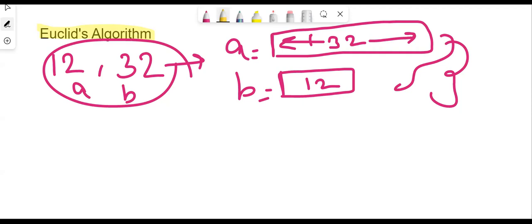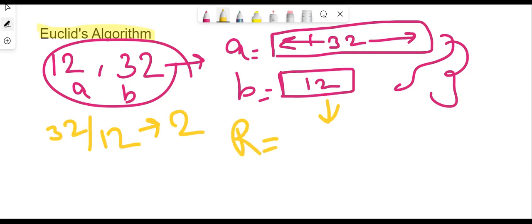That much we are sure of. So now we are going to check: is this 12, the smaller number, the common factor? We will try to divide the larger number by the smaller number. Are we getting what we got? We got 2 in return, and we still remain with a remainder, which is 8, right?